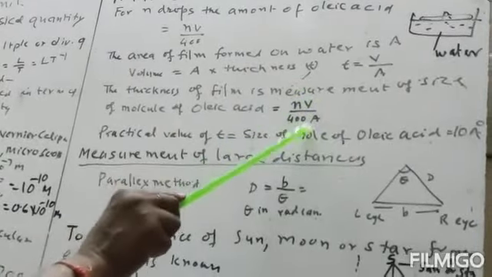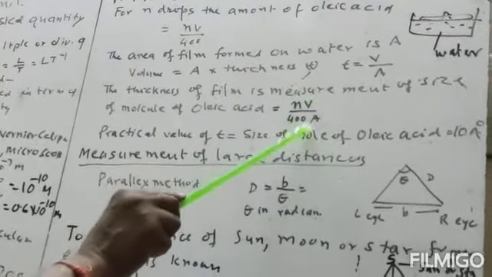And practically it is found that the thickness of this film, which is n into V, the volume of the drop, divided by 400 into the area of the film, comes to be nearly equal to 10 angstrom. So in this way we can find the small distances or molecular distances of the oleic acid by this method also.